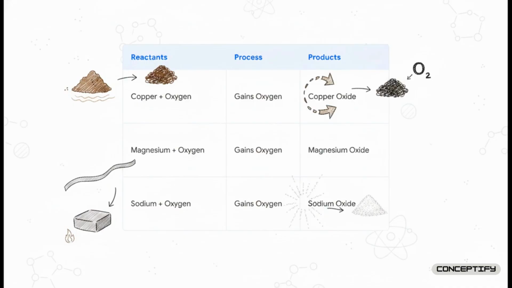First, imagine taking standard copper powder and heating it up in the air. Oxygen gets added to it, and the copper undergoes a stark visual change, turning its surface into a thick black coating. That black coating is copper-2 oxide. Next, consider a strip of magnesium ribbon. If you burn it in the air, it reacts violently with oxygen to form a bright white powder known as magnesium oxide. And then there's sodium. When sodium reacts and combines with oxygen, it forms sodium oxide. The key takeaway here? In every single one of these distinct reactions, the core element is acquiring oxygen.